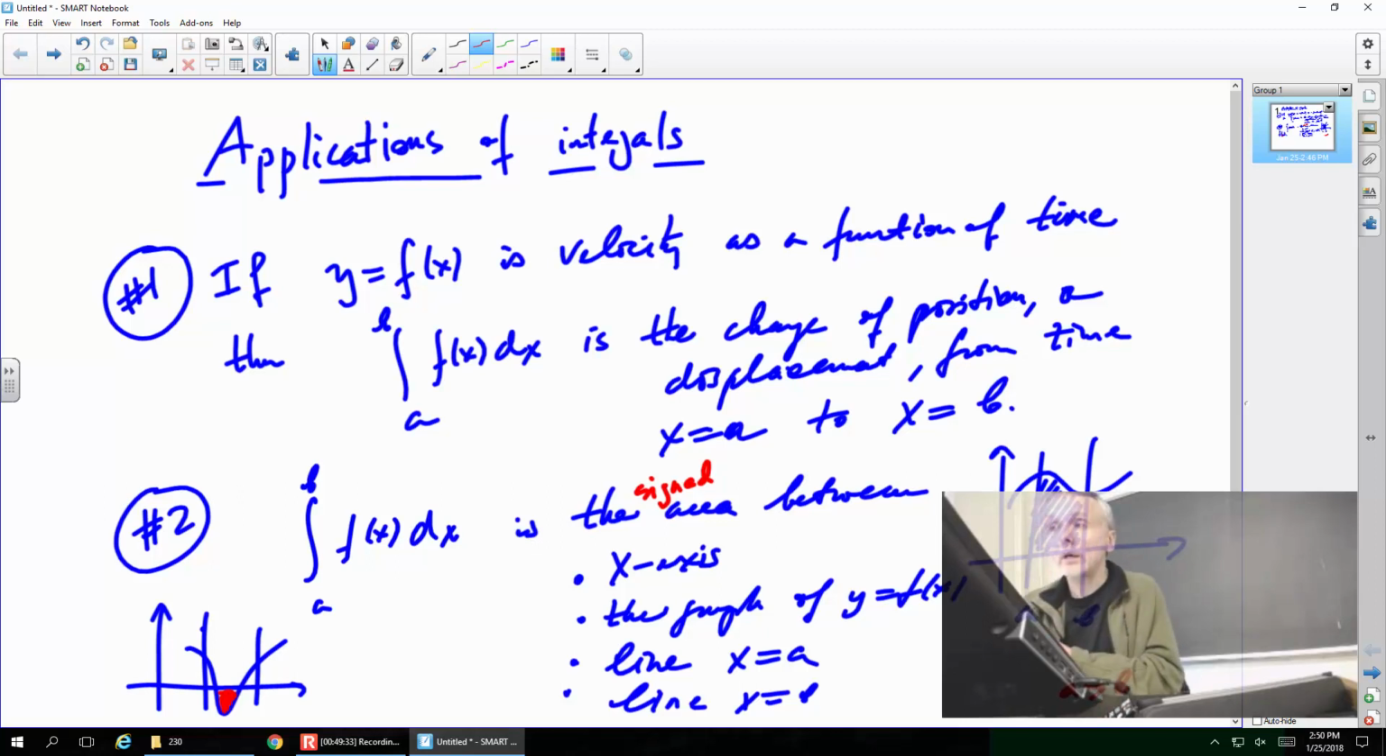Okay. So it is much easier to explain these ideas when you're talking about motion, because negative velocities are really not a big deal, but the negative areas take a little bit of thinking.